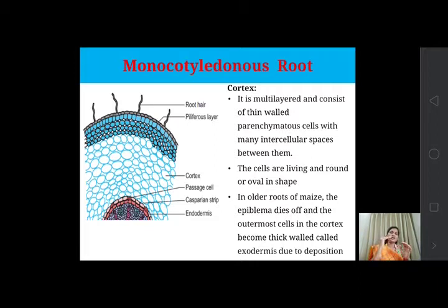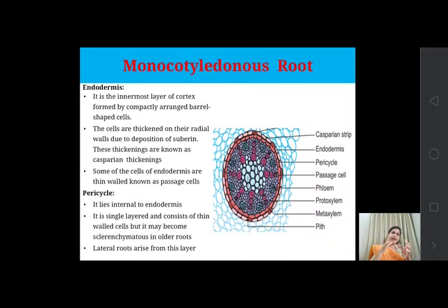So the exodermal portion is the additional factor present in the maize root. This cortex is made up of a number of cells present in multi-layered form, and it also shows the exodermis at the mature level, in older roots. Now the endodermis is the demarcation line. The endodermis is the innermost layer of the cortex. After the cortex you can see the endodermis, so the cortex ends here. It is formed by compactly arranged barrel-shaped cells.